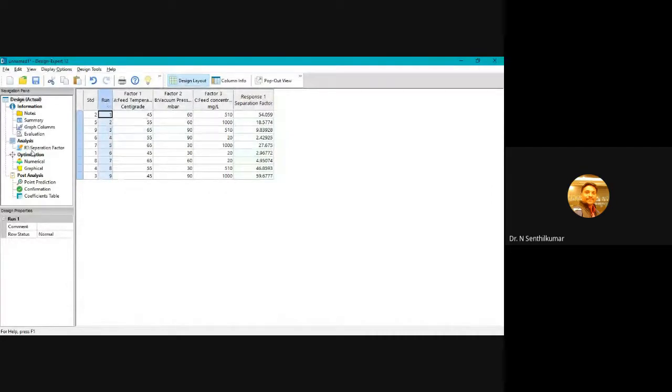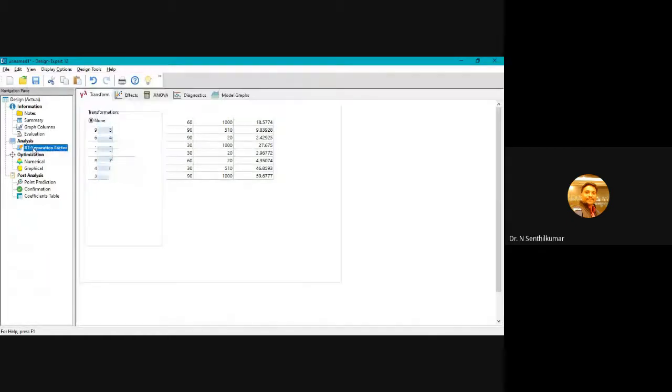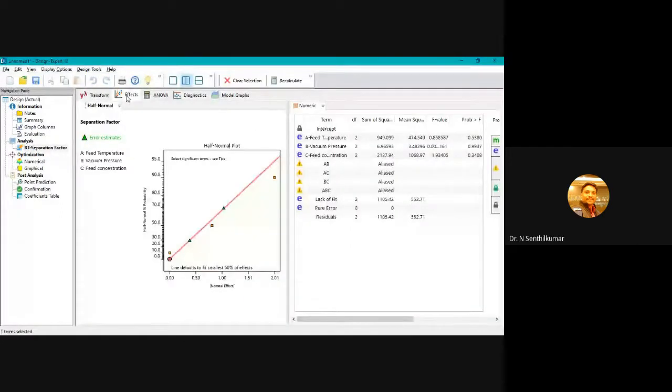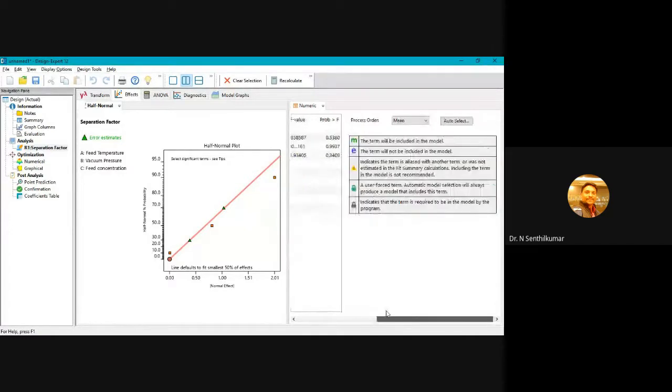So now I am going to analyze this output. On the left side you can see the analysis, separation factor. Initially I don't know what to do, so I am going with no transformation. If the residuals are higher, then obviously I have to go with a transform. Otherwise, there is no need to transform the raw data. Then effects, you can see it here. You can also see the mean.